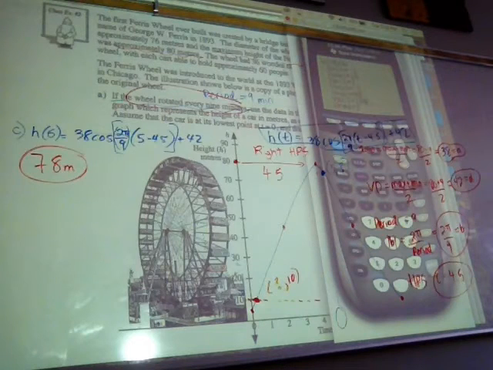Now we need to put the function into our y equals. So 38 cosine, put in brackets 2 pi over 9, multiplied, close the bracket, and then we have x minus 4.5, double bracket, plus 42. Now our y2 is going to be the 10 meters. When we graph it, we'll see a line go right through.